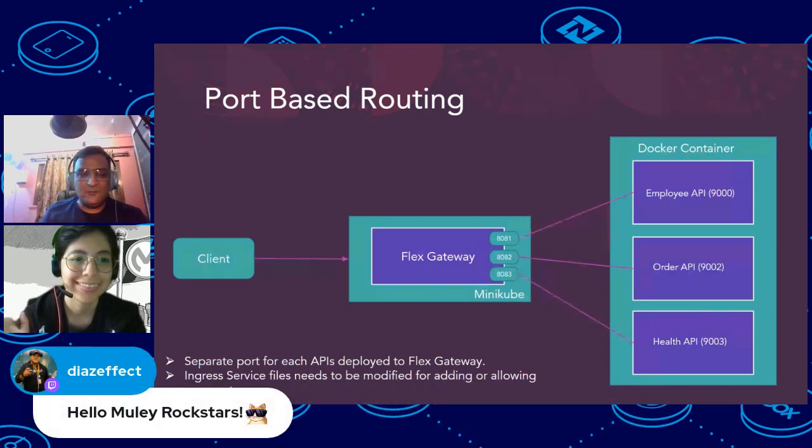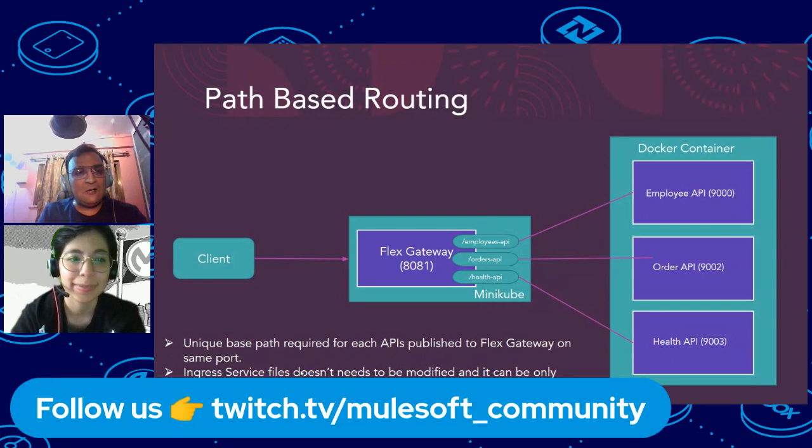So MuleSoft has introduced something called path-based routing, where you can use a single port. Depending on the path coming in the input URL, let's consider /employeesAPI, what does Flex Gateway do? Whenever it sees the base path equal to employeesAPI, the request will be transferred to the employee API, which is running in the Docker container.